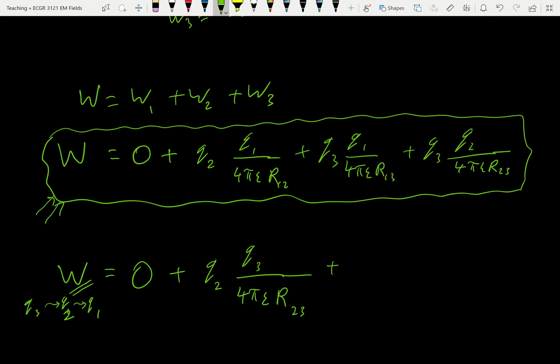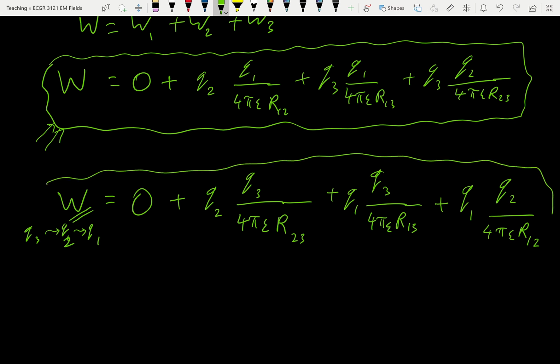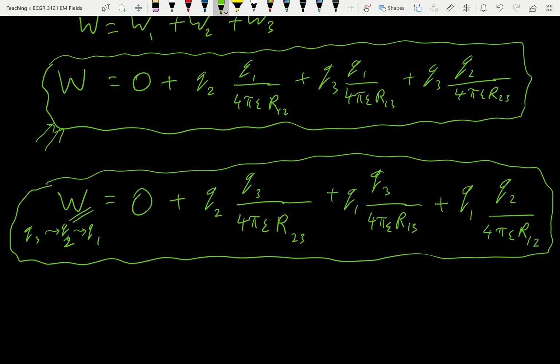Okay. Now plus, instead of Q3, I put in Q1. Instead of Q1, I put in Q3 over 4 pi epsilon R13. 3 swaps with 1, I get the same thing, R13. Okay. Plus Q3, instead of Q3, I put Q1. Q2 remains the same, 4 pi epsilon R2. Instead of 2, I put 2, and then instead of 3, I put 1. So R12. Okay, this is the same amount of energy. I'll show you soon why I did that.